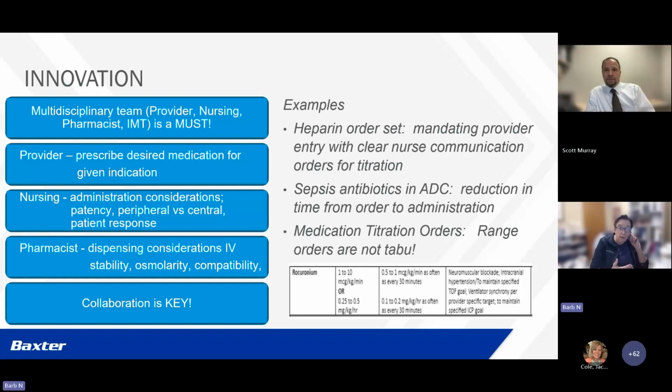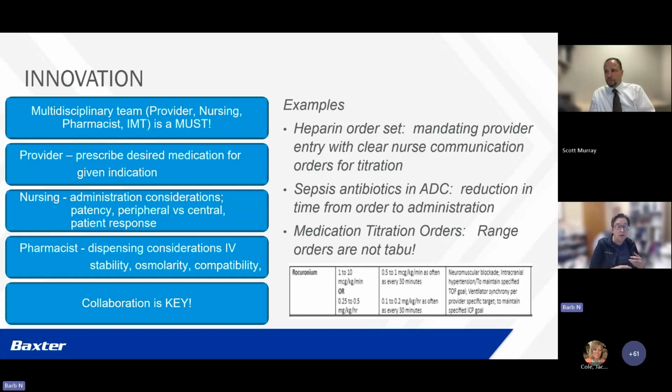And then a couple of other examples, just very quickly. I'm sure many places have put sepsis antibiotics in the automated dispensing cabinet. We really saw a drastic reduction in time from order to administration. I'm the sepsis coordinator for my facility. I monitor that. Our time from order to antibiotic has been drastically reduced. We're in the 25 to 27 minute range, and that's an average over a month's time. So again, that's a huge improvement.